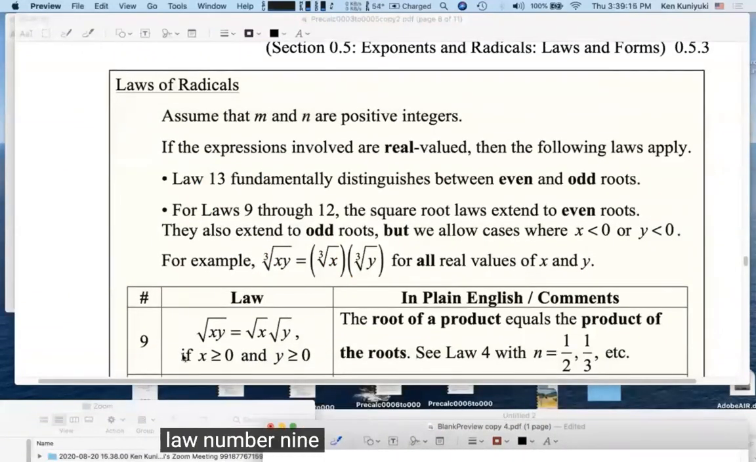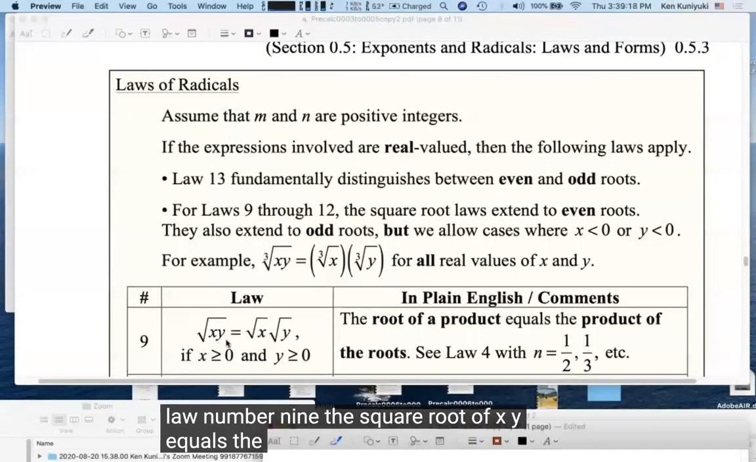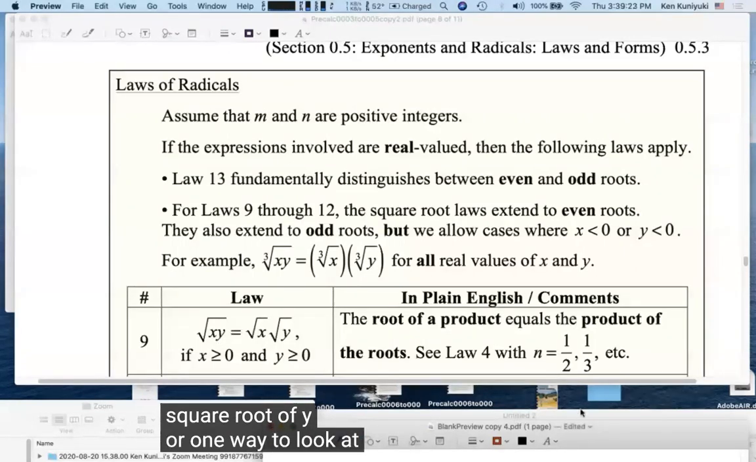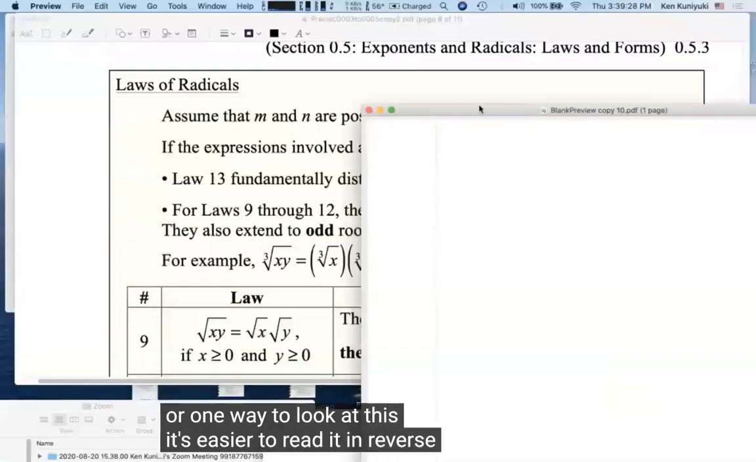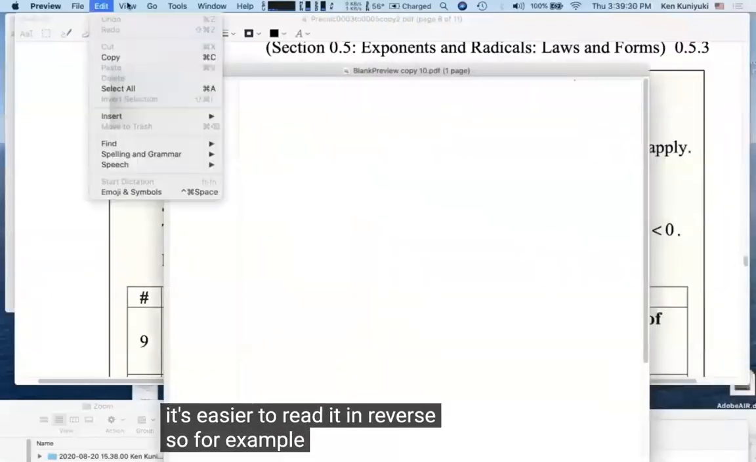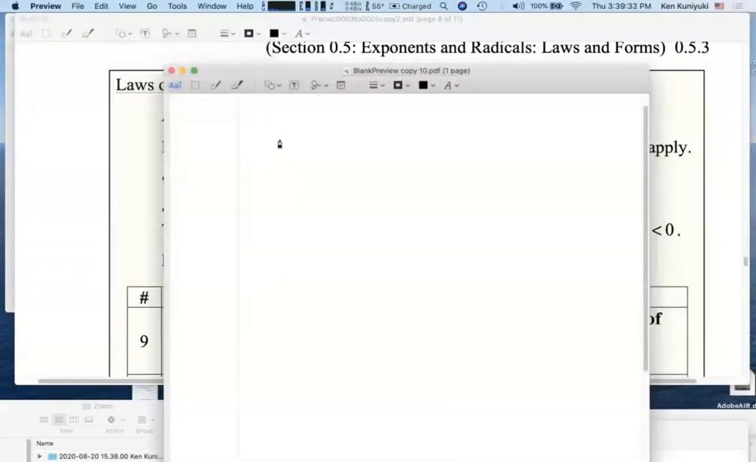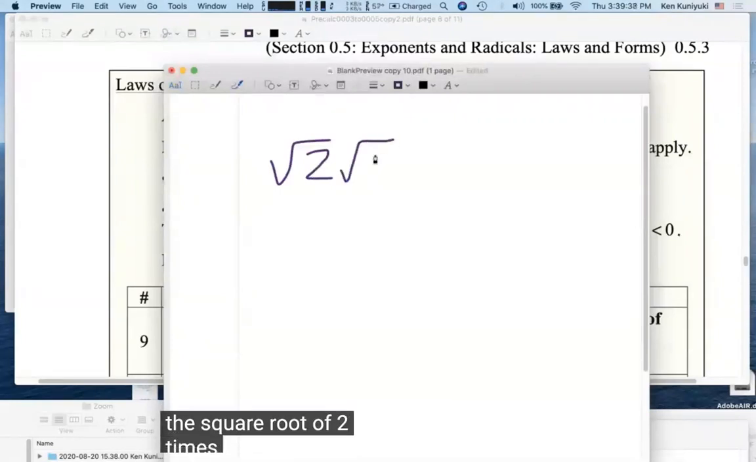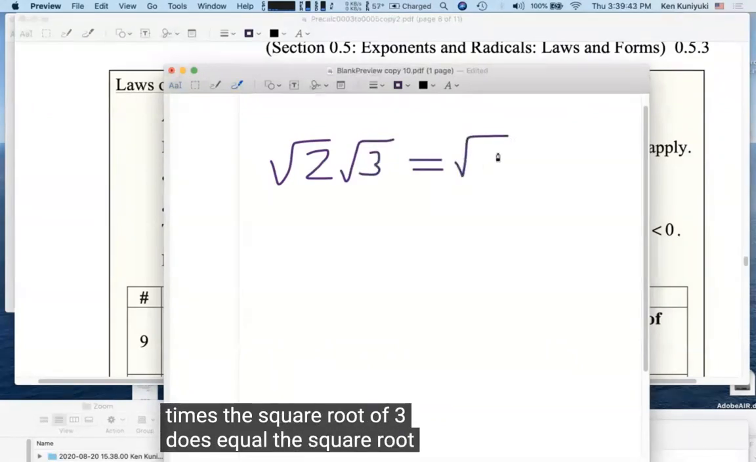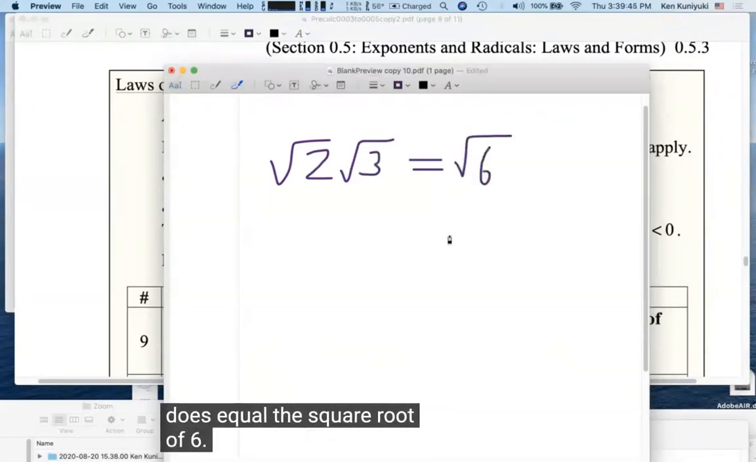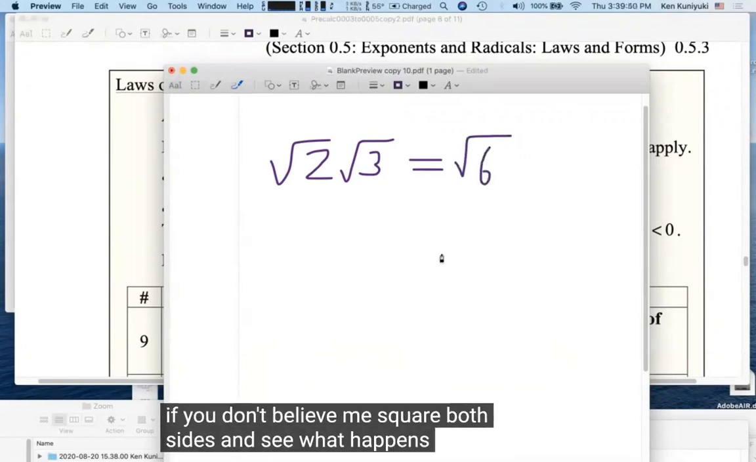Law number 9. The square root of xy equals the square root of x times the square root of y. Or, one way to look at this, it's easier to read it in reverse. So, for example, the square root of 2 times the square root of 3 does equal the square root of 6. That does work out. If you don't believe me, square both sides and see what happens.